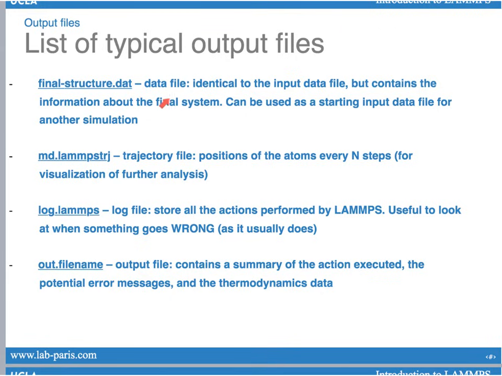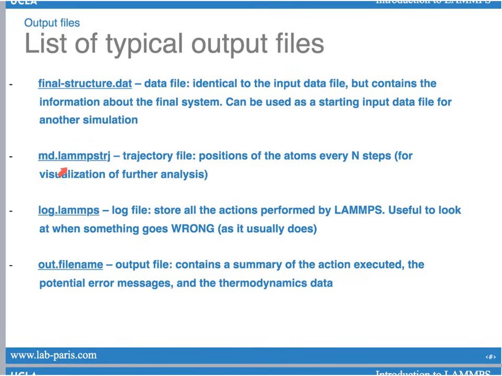And this data file contains the final configuration, so the final positions, but also the final velocities of the atoms at the end of the simulation. It has exactly the same format as the initial data file that you started your simulation with, so it means that it can be directly used to start a new simulation. It will have the exact same format. You can directly reuse it as the new starting point for a new simulation.